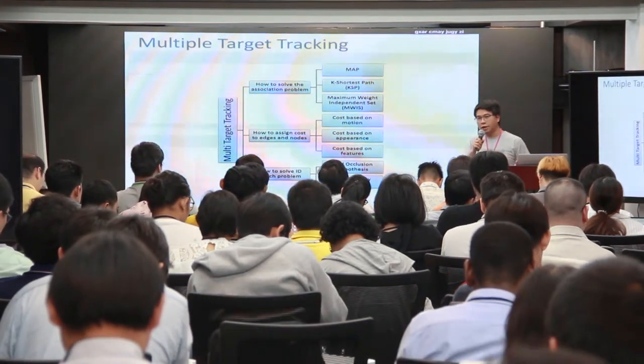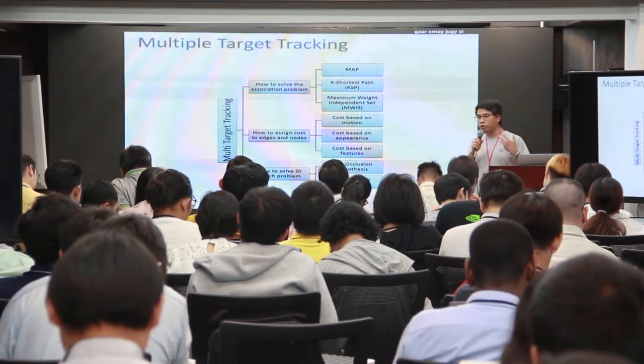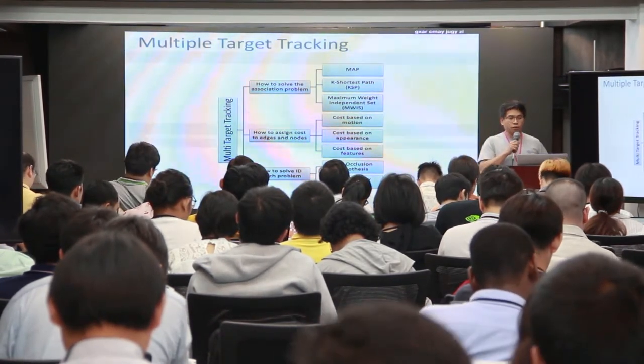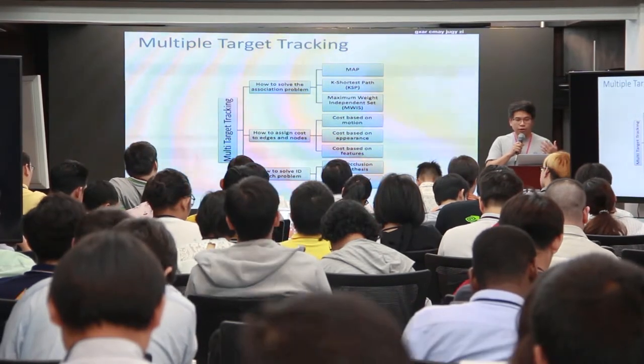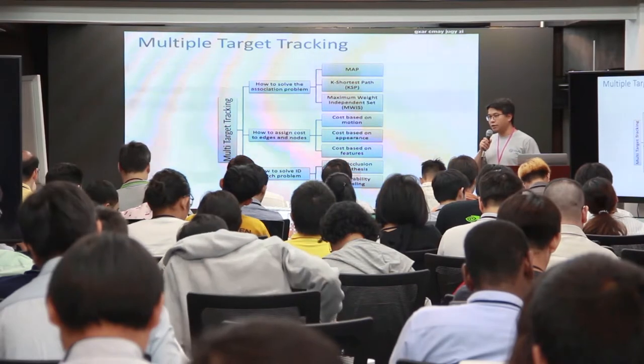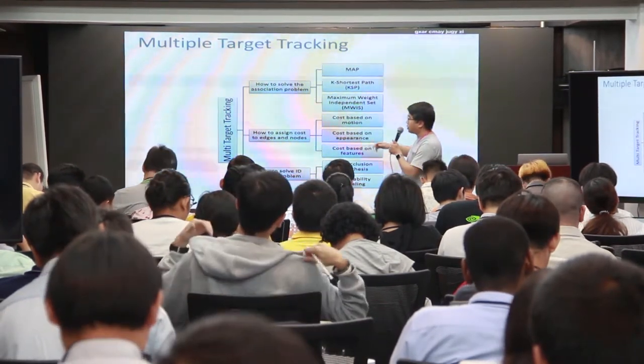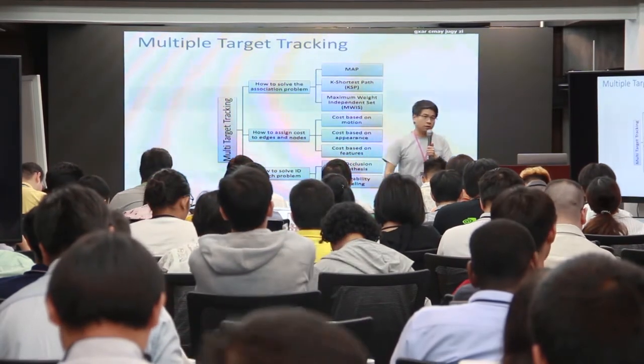And just like for detection, the final step could be using some other heuristic or context to reduce the ID switch problem, to rescore it or whatever. But the main step is, I would say, solving the association problem and assigning the cost.